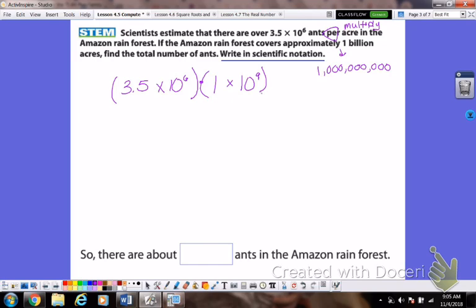Now a little side note here, guys. I know we've been saying all year don't use the x. Scientific notation is the one time that you should use your x. Please use the x for times your 10 to an exponent for scientific notation only.